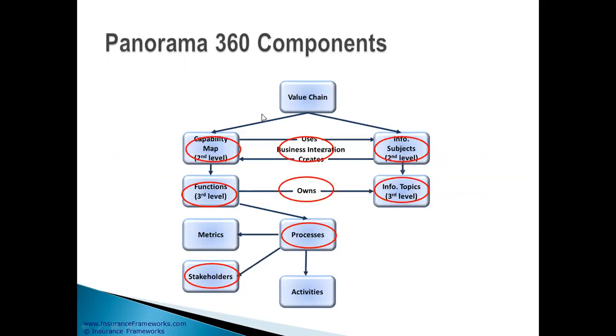Panorama 360 has a number of components to help you plan and define your information security. We have capability maps down to the third level of decomposition, 500 major business capabilities with definitions. We have information topics, third level of decomposition from an information structure perspective. And we have the integration, the ownership and the usage of that information between the capabilities and the information.